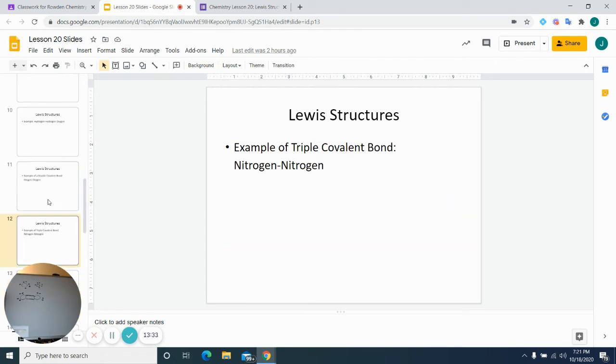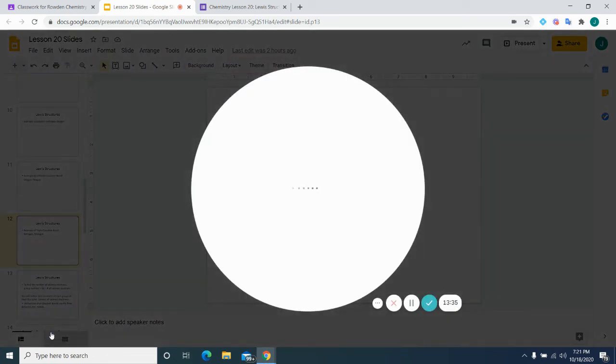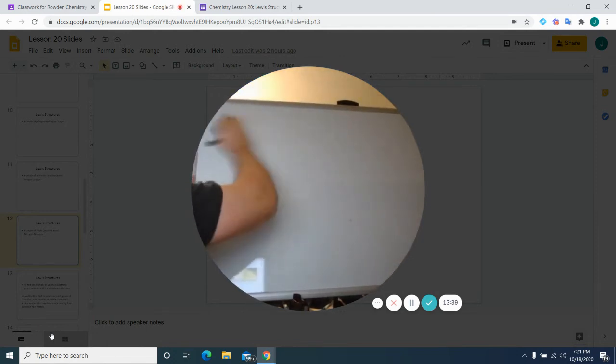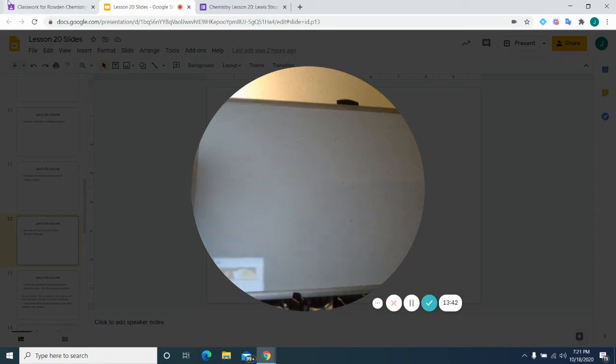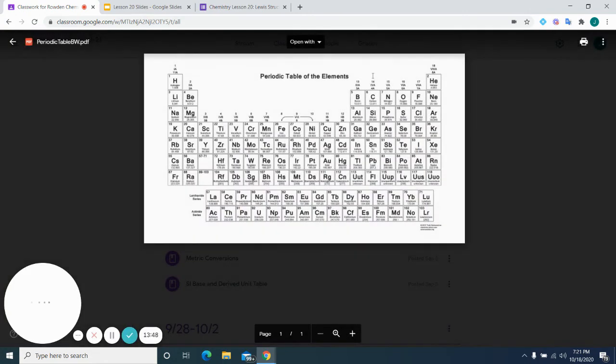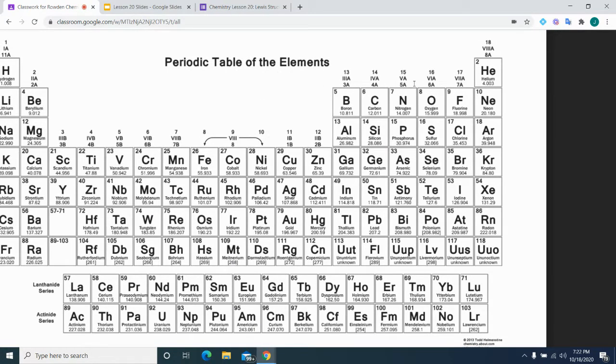Okay, and then let me do one more example, and then I'll go over some general rules when you're doing these. So now let's do 2 nitrogens bonding together. So let's look at the periodic table. You'll see nitrogen. You look up top, you'll see a 5. Let me get this out of your way real quick. So nitrogen has a 5 above it right there, you see?